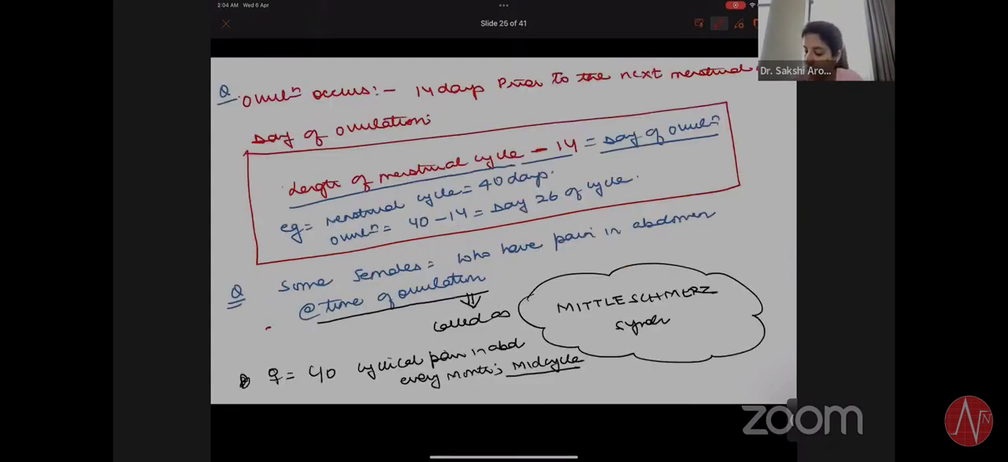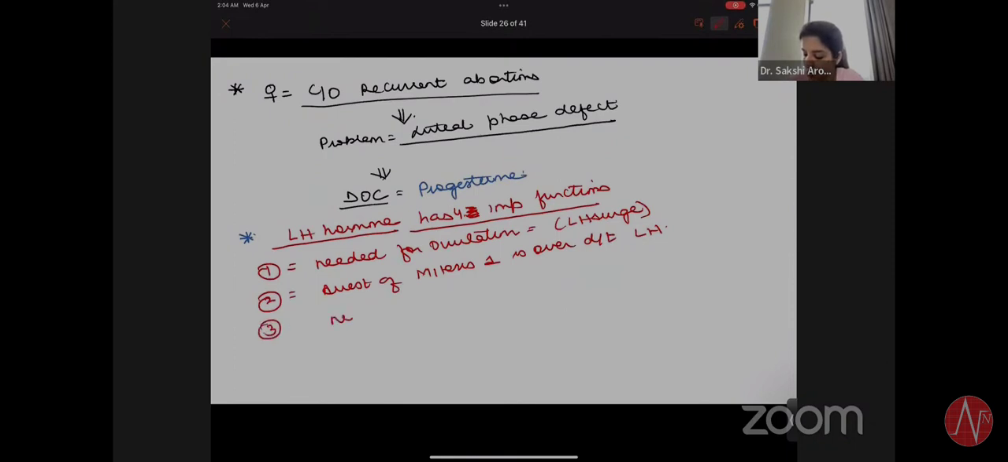Third thing, it is needed for maintenance of corpus luteum in non-pregnant females. It is needed for maintenance of corpus luteum in non-pregnant females. Right? यहाँ तक तो we've done. Now comes the fourth function.